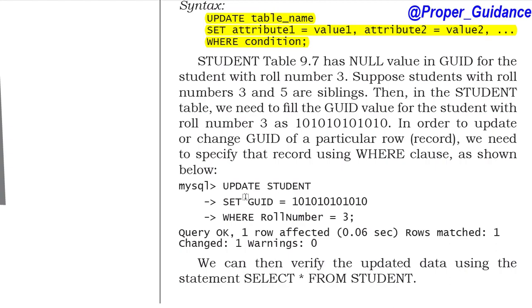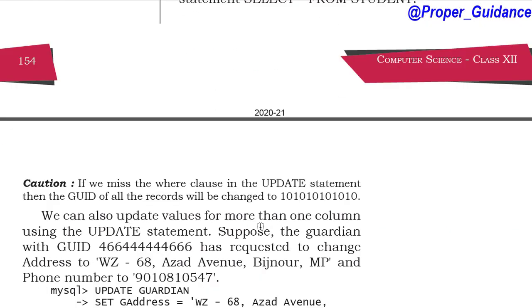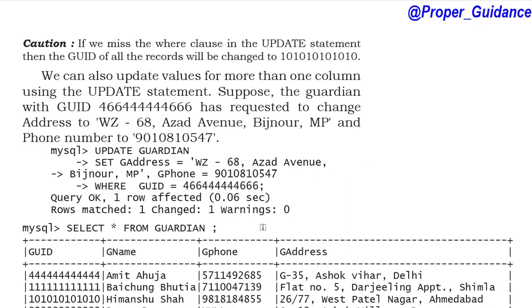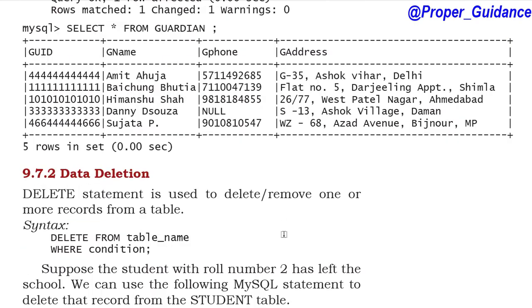Student table. Now see here: update student, set UID equal to this, where roll number equals 3. We will get the updated version of the table. Okay. So these are the various techniques. There are so many examples. You people please go through them.